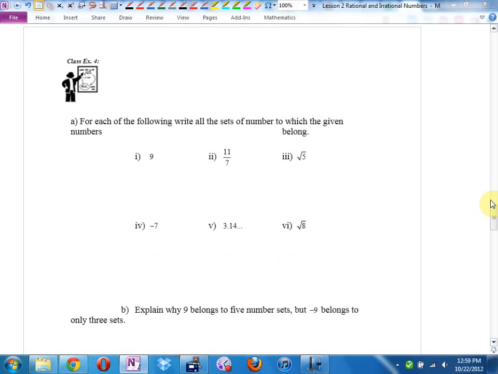So, example 4 says, for each of the following, write all of the sets of numbers to which the given numbers belong. I find it easier to start from the outside in. So the number 9, is it real? Yep. And the symbol for real was a capital R. Is it rational? Can you write 9 as a fraction? Yeah, 9 over 1. What was the symbol for rational, remember? Q.